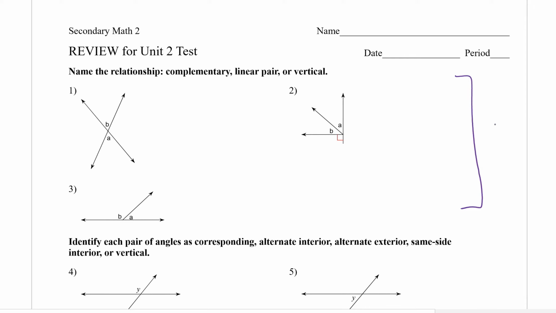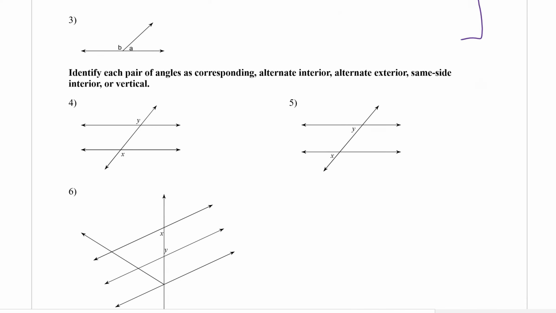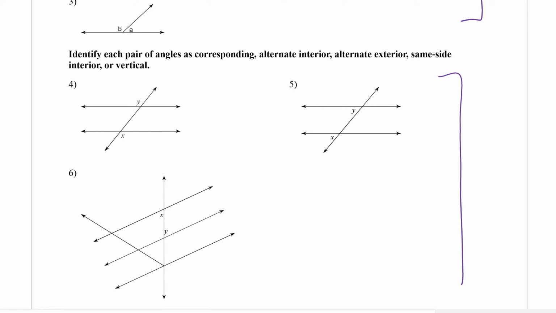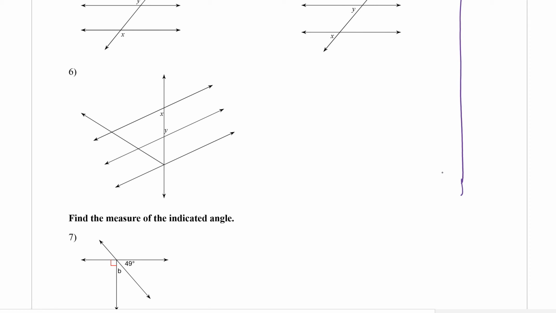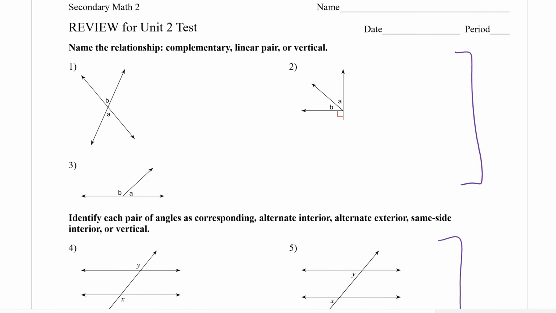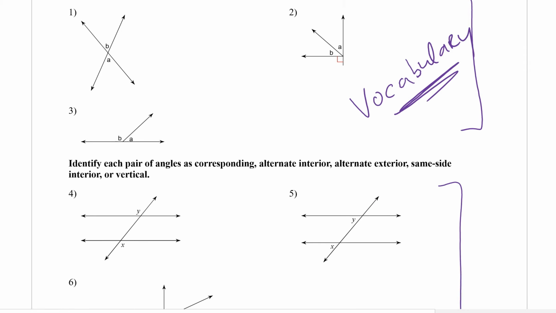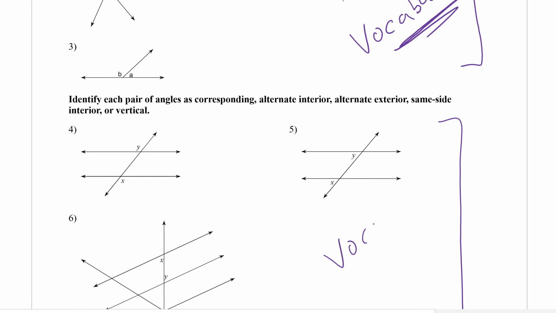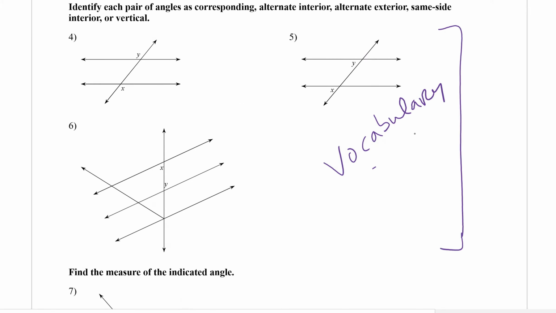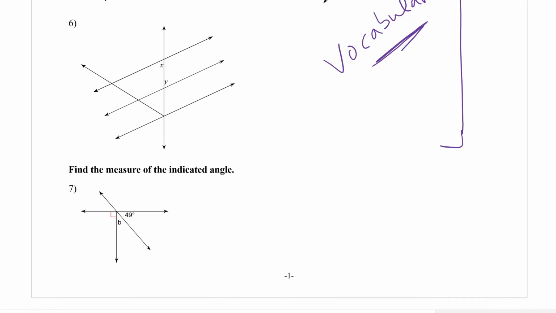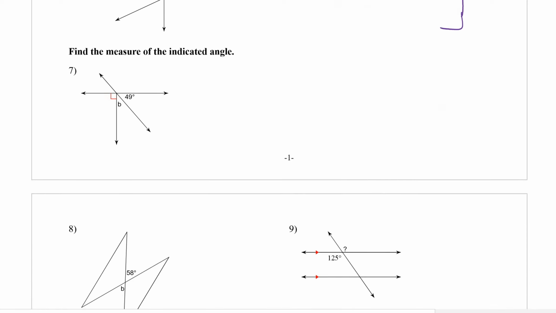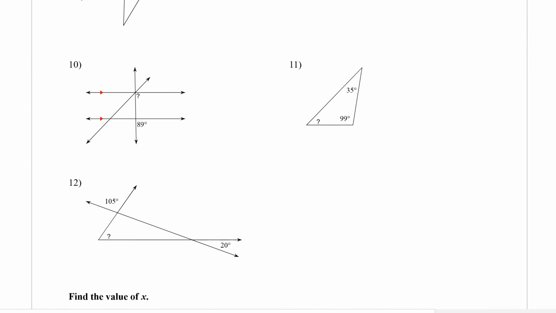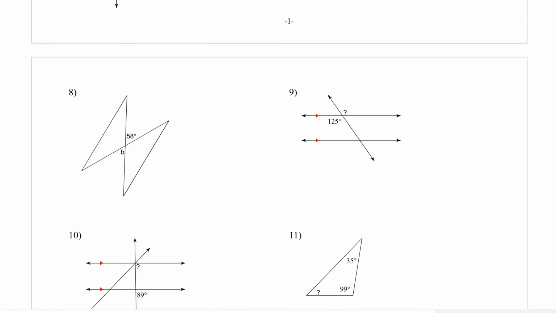So the first problems, 1, 2, and 3, and then 4, 5, and 6. These are all just vocabulary problems. If you're not sure which is the correct definition, you have an answer key, but if you need to go figure out what the definition is, go ahead and look in your notes to do those. Okay. The next set of problems, 7 all the way down through 12.